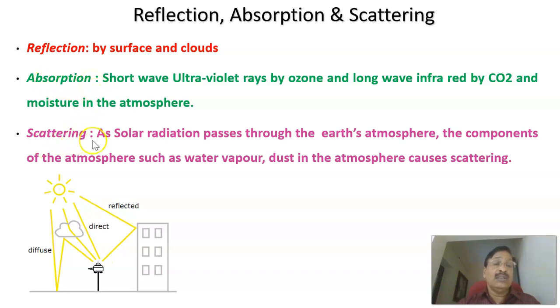The third one is called scattering. Scattering means as solar radiation passes through the Earth's atmosphere, the components of the atmosphere such as water vapor and dust cause scattering. Therefore, this reflection, absorption, and scattering lead to a slight reduction in the solar radiation reaching the Earth's surface.